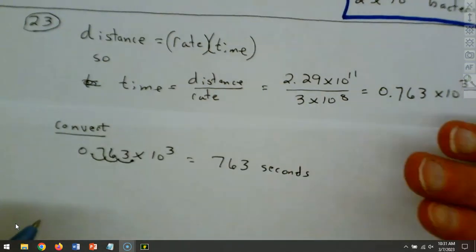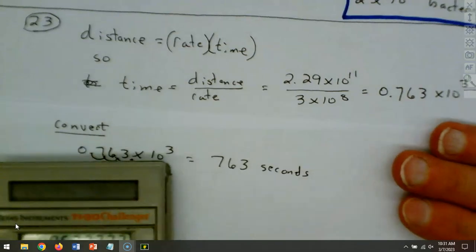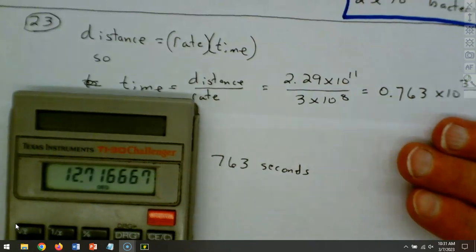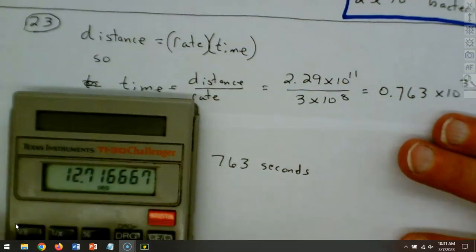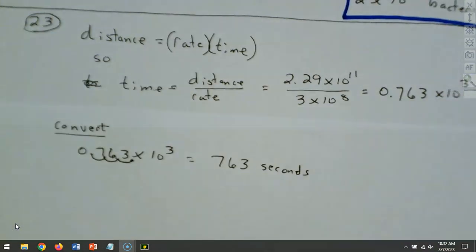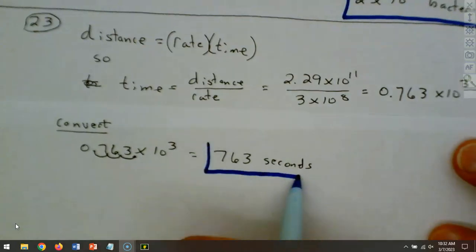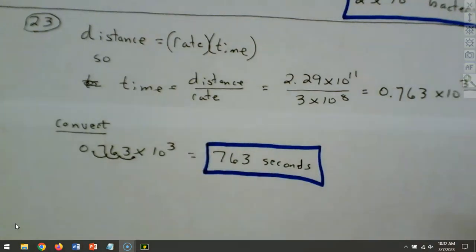Which is, if you divide out, not very long, 763. Divide that by 60. See, it's only 12 minutes. So it would only take about 12 minutes for light to go from Mars to the sun. And that makes sense because we know that light travels very, very quickly.